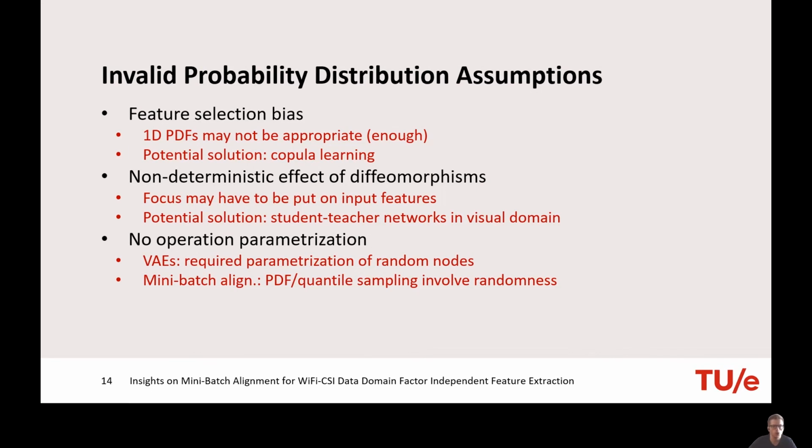Lastly, we have also noticed that we do not use any operation parameterization in the probability density function creation layer. However, in the realm of variational autoencoders, they do require parameterization for random nodes, so random operations in the deep neural network graphs. So one potential solution could be to find a parameterization for the probability density function and quantile sampling operations that do involve a random component up to a certain extent, in order to allow valid backpropagation through the network.